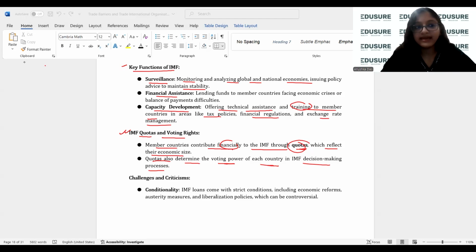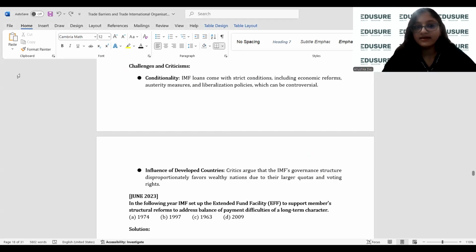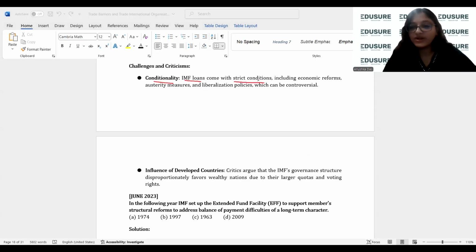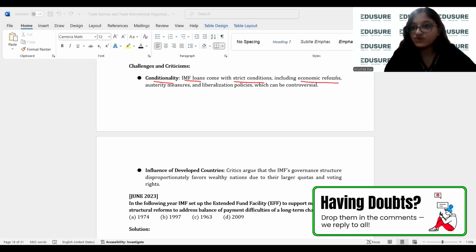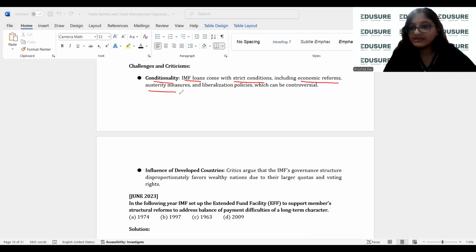Now, just like every other organization, IMF also faces certain challenges. For example, conditionality. IMF loans come with strict conditions. It's not that they can provide any country any amount of loan. They come with very strict conditions, including economic reforms. They can ask you to do economic reforms and austerity measures. Austerity means strict measures. They will ask you to comply with that, and liberalization processes which can be controversial.